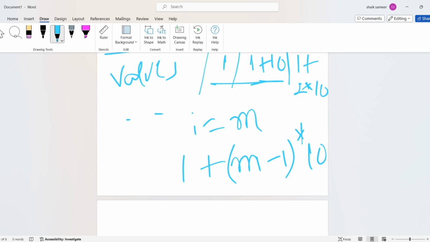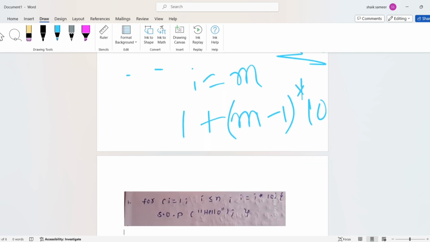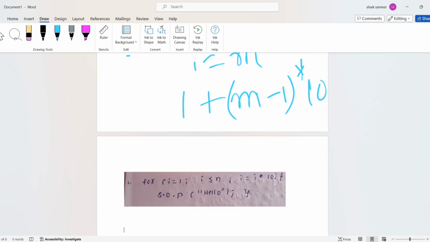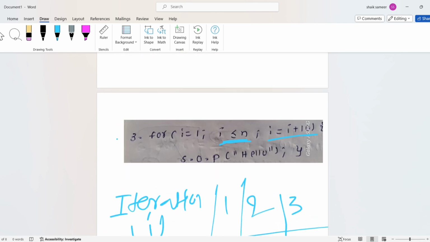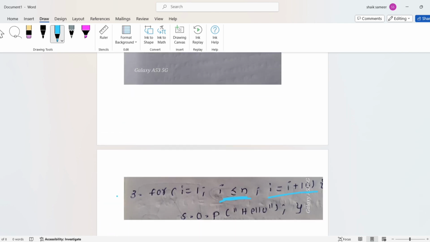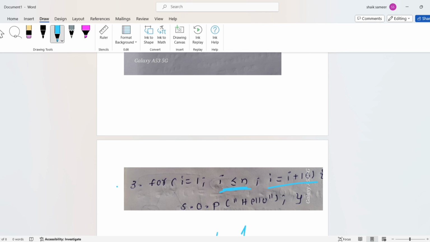If you observe these conditions, we got it like that only: previous value minus 1 into 10. So directly you can put this value equal to n. Why? Because when you observe the question, i is equal to n. So put the value equal to n and solve that problem. I will show how to solve now.